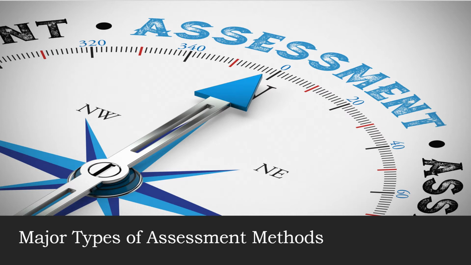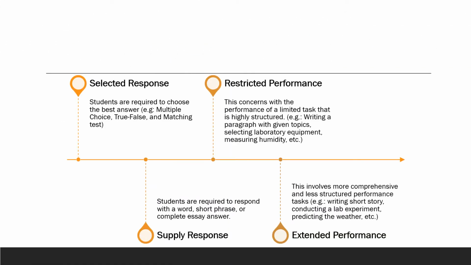The second highlight of our material today is the major types of assessment methods. Okay, I'm quite sure you have seen this before since I have shared this in advance. As you can see from the slide, there are 4 types of assessment methods: selected response, supply response, restricted performance, and extended performance. First, selected response. It requires the students to choose the best answer among provided and probable answers, like multiple choice, true or false, and also matching tests.